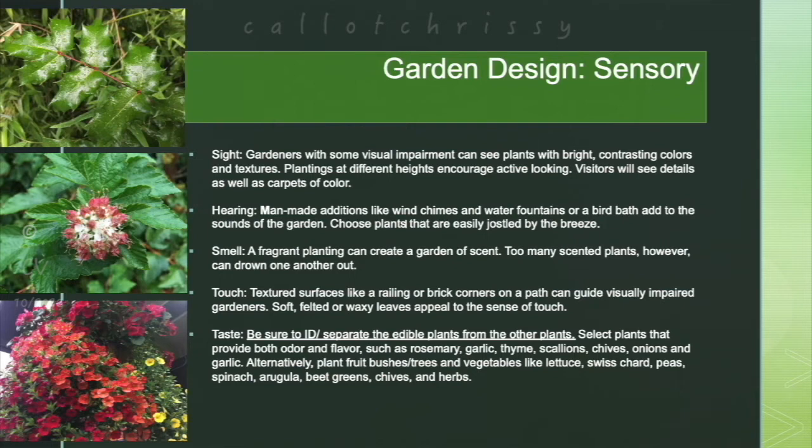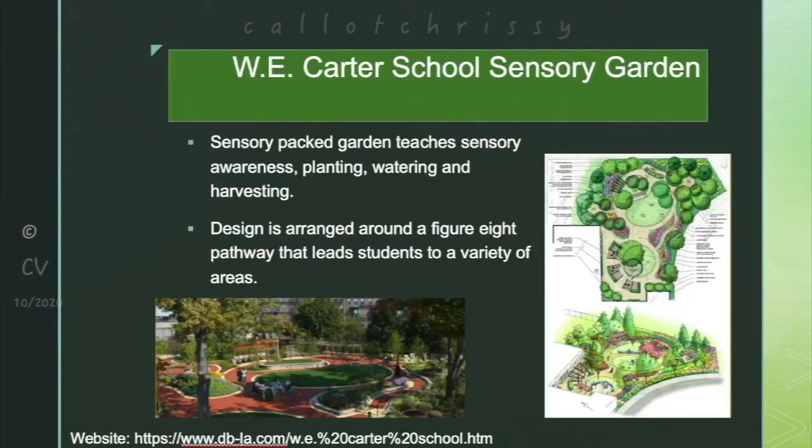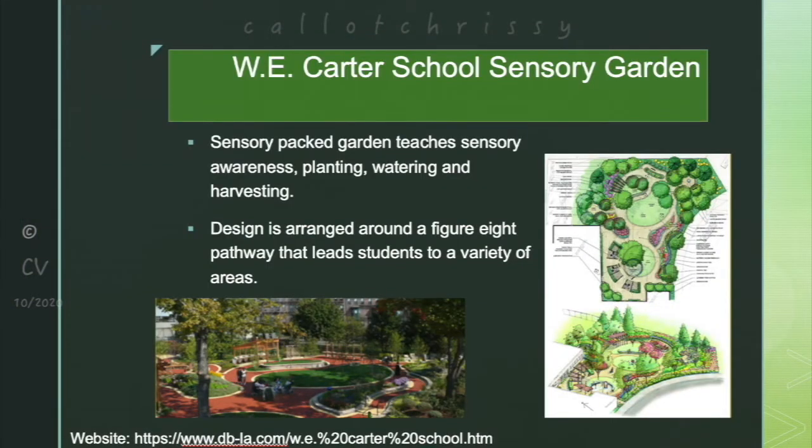Select plants that provide both color and flavor, such as rosemary, garlic, thyme, scallions, chives, and onions. Alternatively, plant fruit bushes, trees, and vegetables like lettuce, Swiss chard, peas, spinach, arugula. This is the W.E. Carter Sensory Garden in Massachusetts. This is a sensory-packed garden that teaches sensory awareness, planting, watering, and harvesting.